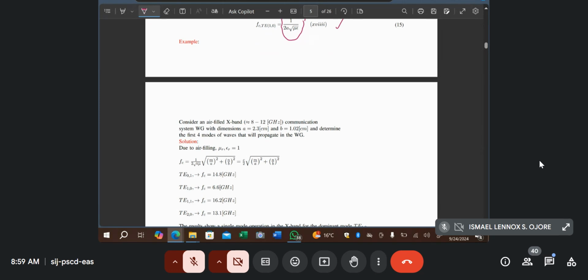So let's say X band, this may not be accurate. Let's just say that you are considering some air-filled waveguide with known dimensions where A, and we have agreed that A is in the X direction, B is in the Y direction. So you can sketch your waveguide, it's a rectangular one. You are asked to determine the first 4 modes of waves that will propagate in the waveguide. So what are we supposed to determine here? We need to look at the cutoff frequency for the waveguide, and see which one lies outside the band that we want to use.